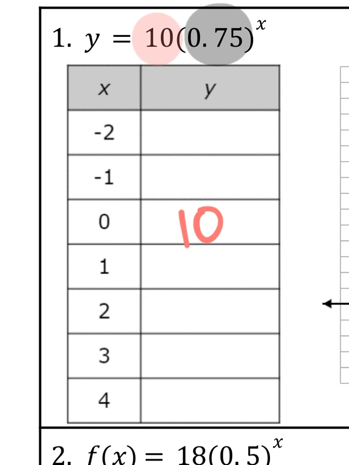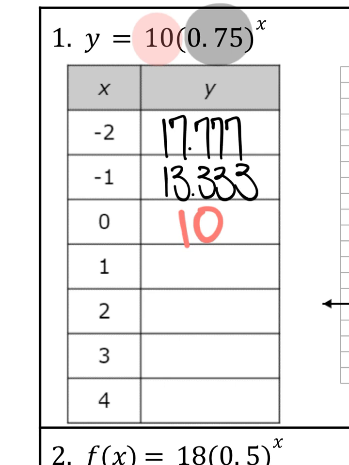It says that -2 is paired with 17.777. For this assignment, I don't want you to round. I don't want you to worry about any of that. Just write 3 decimal places after the decimal point. -1 is paired with 13.3 repeating. 0, which is our y-intercept, is paired with 10. I'm going to highlight that because that is always super important. And then I have 1 is paired with 7.5.